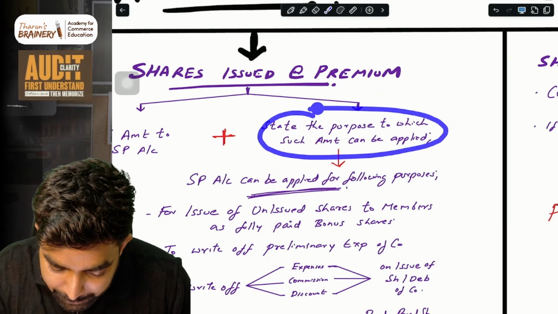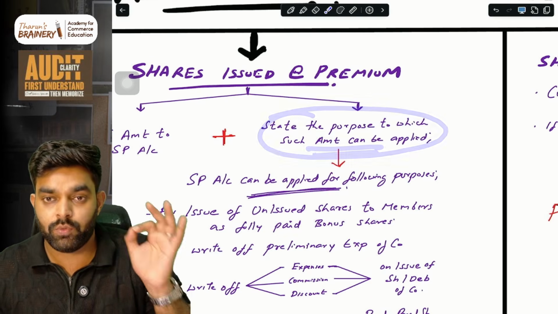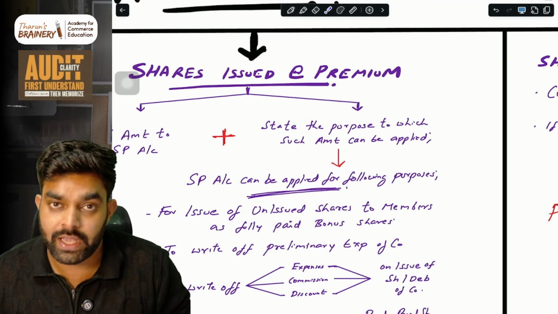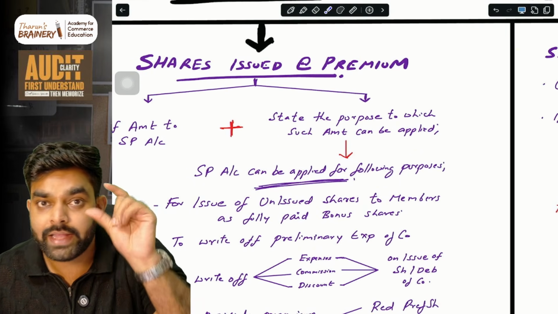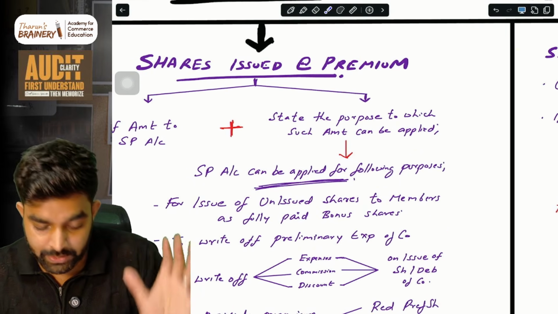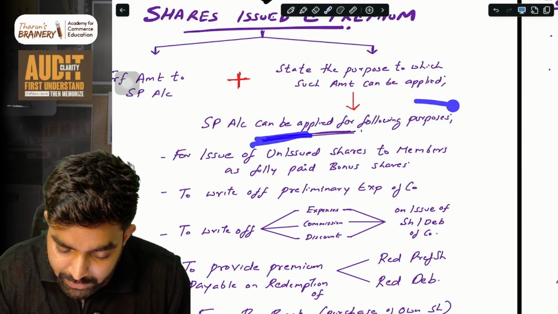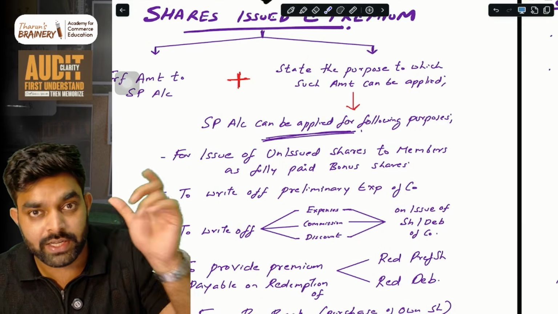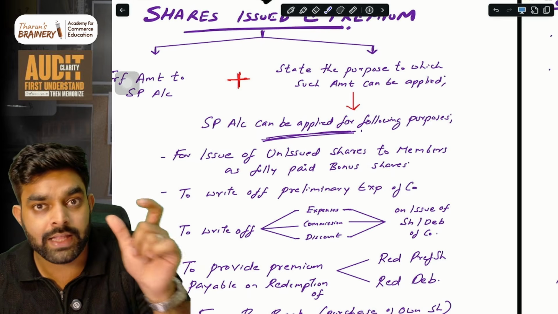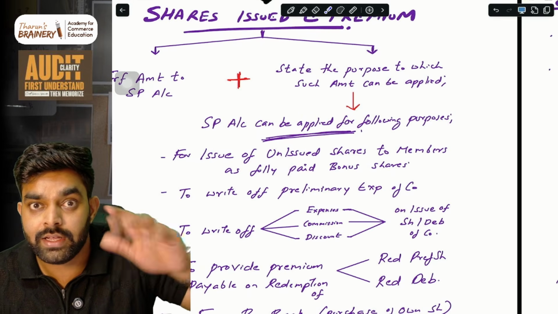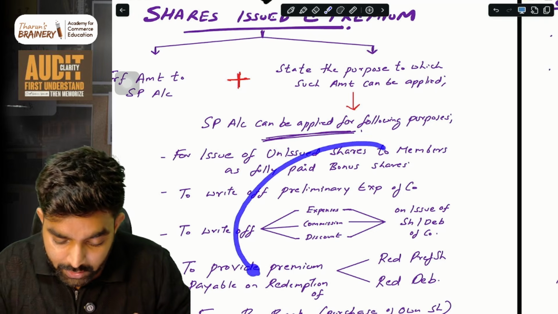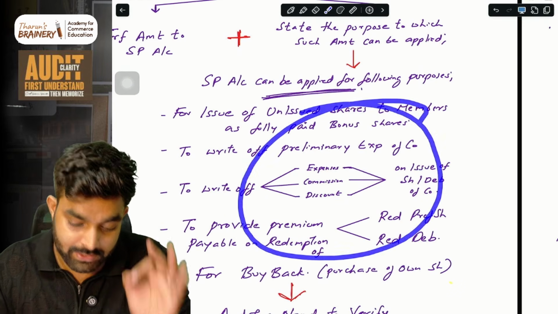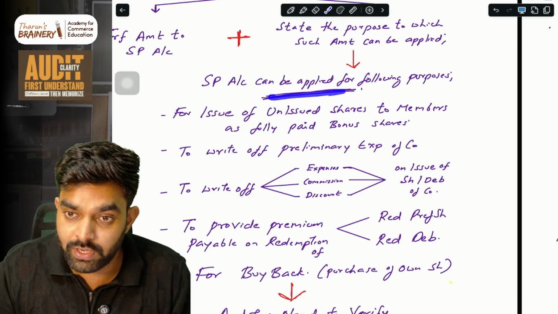Then state the purpose to which such amount can be applied. There are certain purposes for which that securities premium amount can be applied. So you have to check whether that money is used only for those purposes. So what are the purposes? The securities premium can be applied for the following purposes. A question can come where a company issued shares and securities premium has been received and they have used it for certain purposes, and is it correct? So you have to check whether it falls in these purposes, then it is correct, else it is wrong. Like that you have to state. So you have to remember all of this. Securities premium can be used only for these purposes.